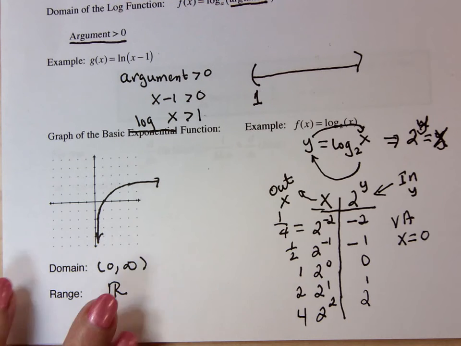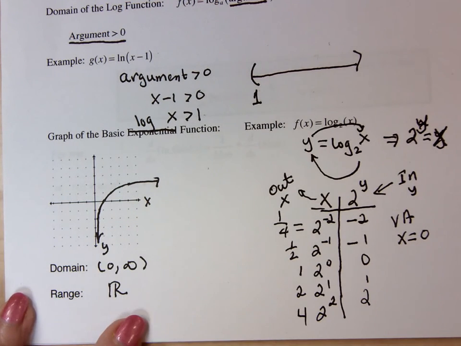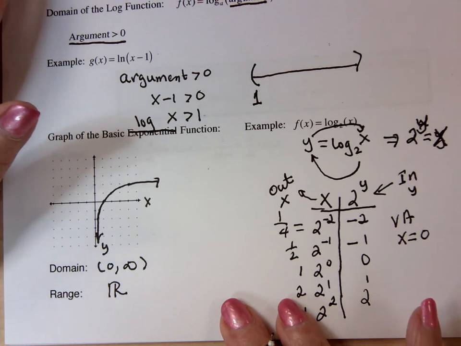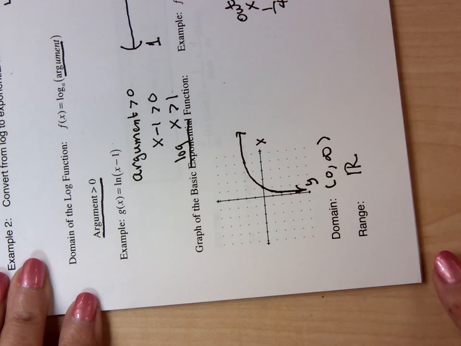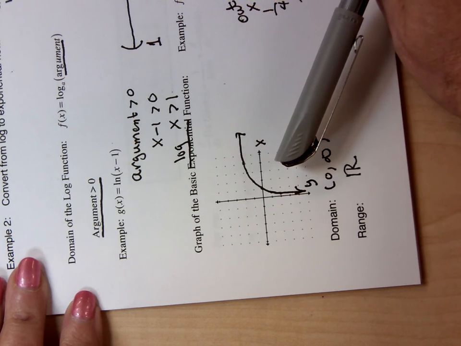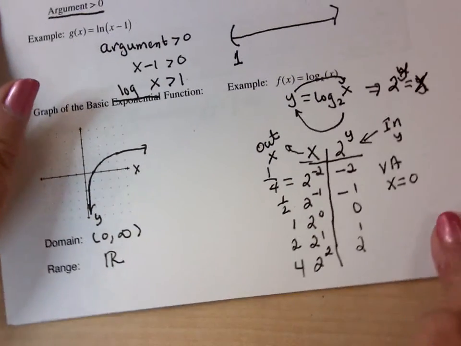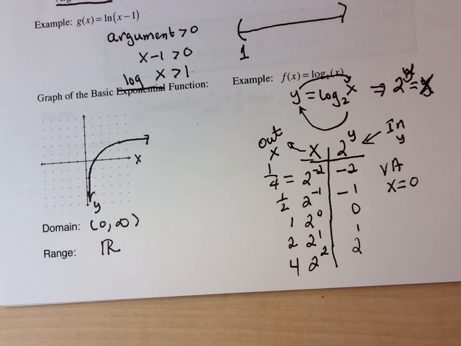If I mark this as my x-axis, this is my y-axis. If I'm doing the inverse function, what do I do? Flip x and y. Now who does he look like? He looks like the exponential. But if I flip x and y, there's your log. 0 to infinity.